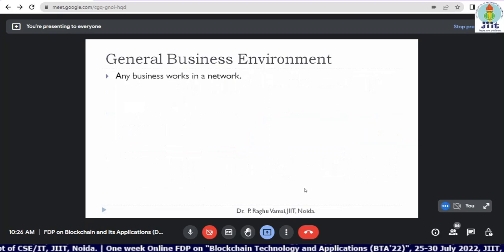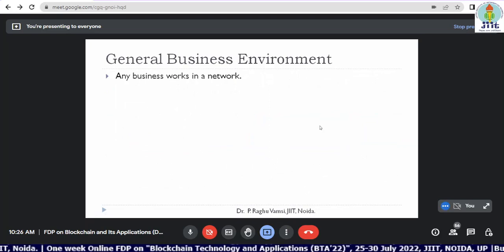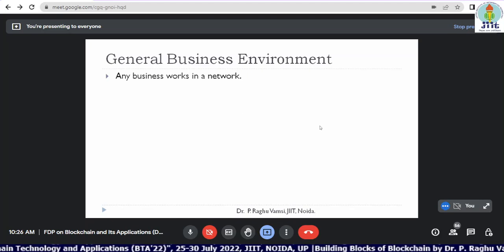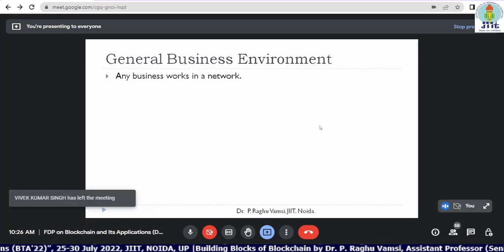Before moving on to this, first of all, we'll understand some terminologies used in the business environment. First, we'll try to understand the business environment and the terminologies used in it, and these terminologies will be used throughout the blockchain courses and blockchain literature. So any business is a network. Consider any business, maybe a grocery store or a supermarket or any other thing; it can be considered as a network.